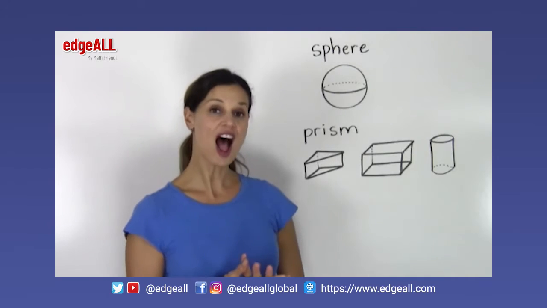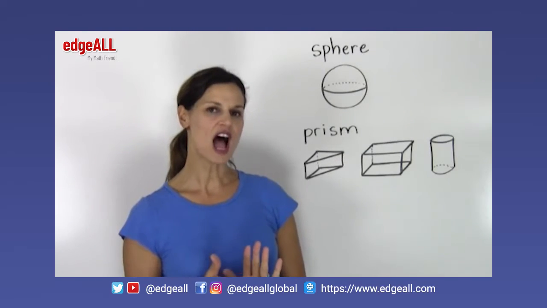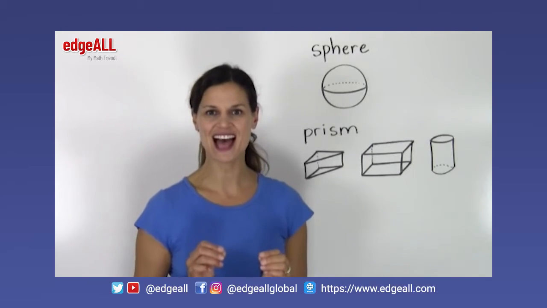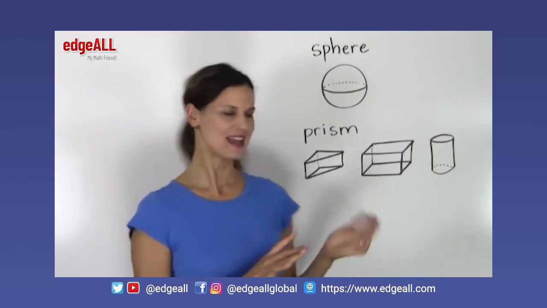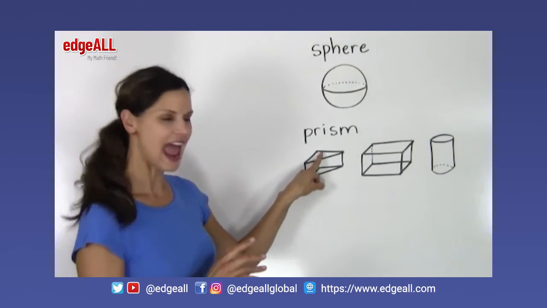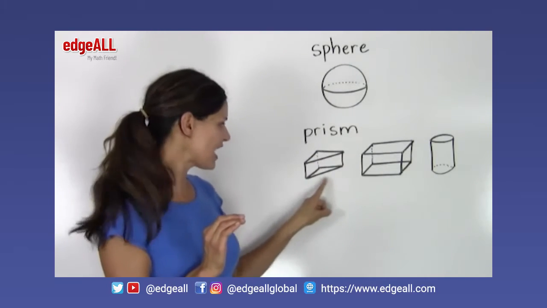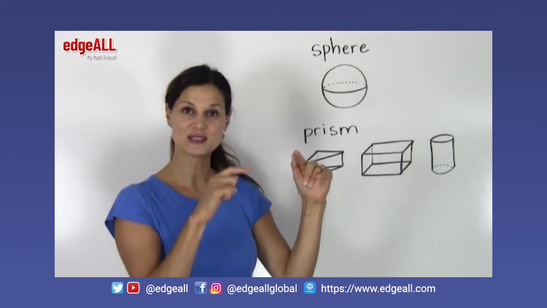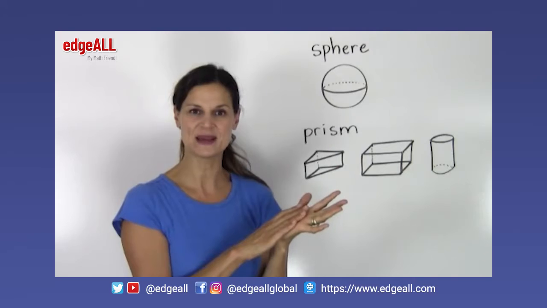If you draw two similar shapes and connect them with straight lines, you get a prism. So I have a little triangle drawn up here and then a similar little triangle drawn right below it. And when I connect those with a straight line, I get a prism.